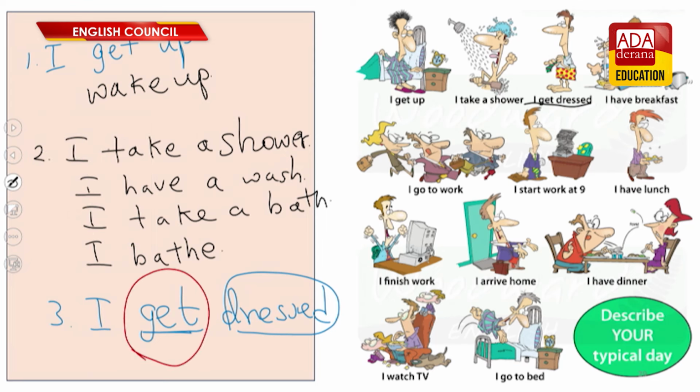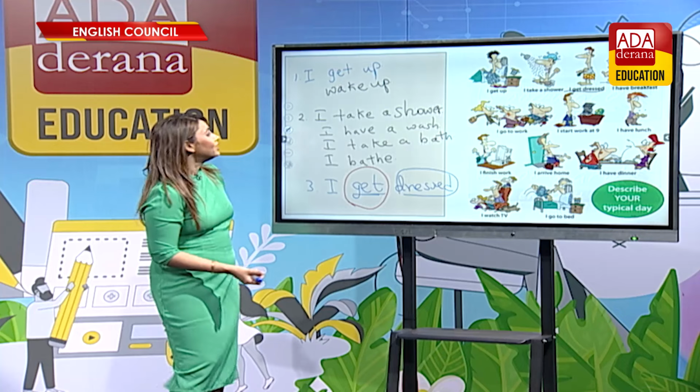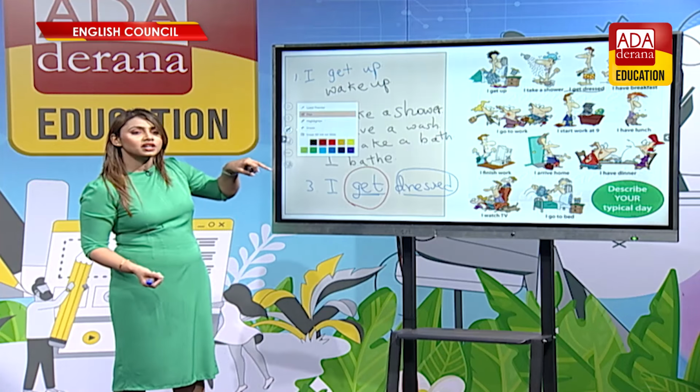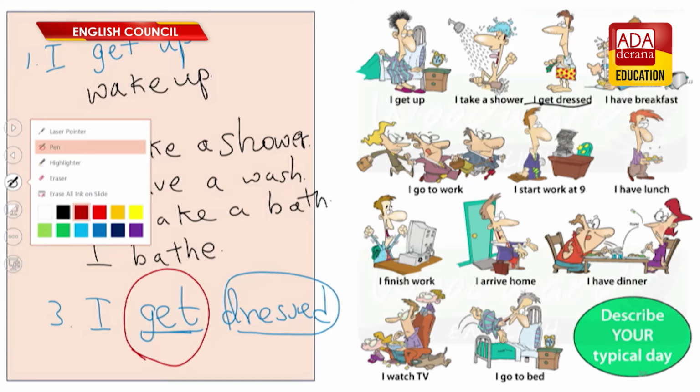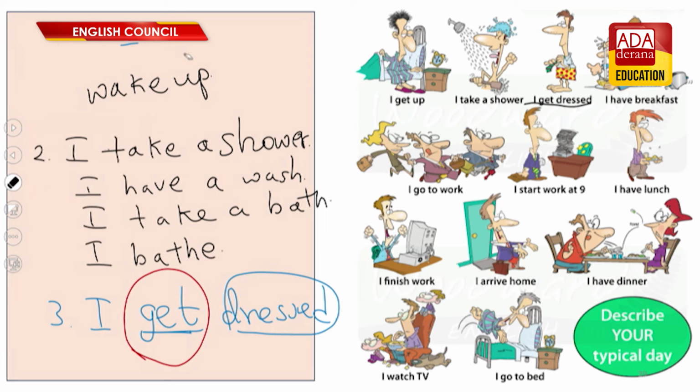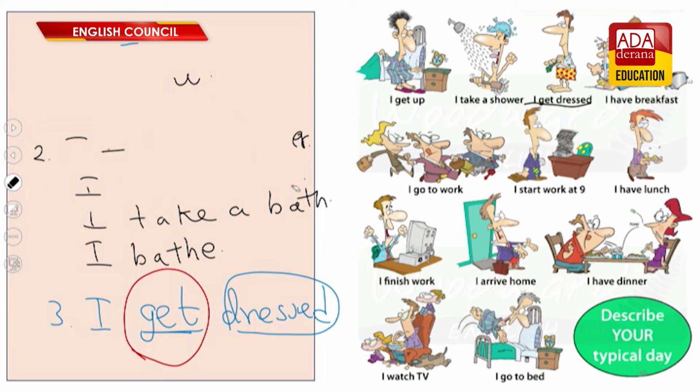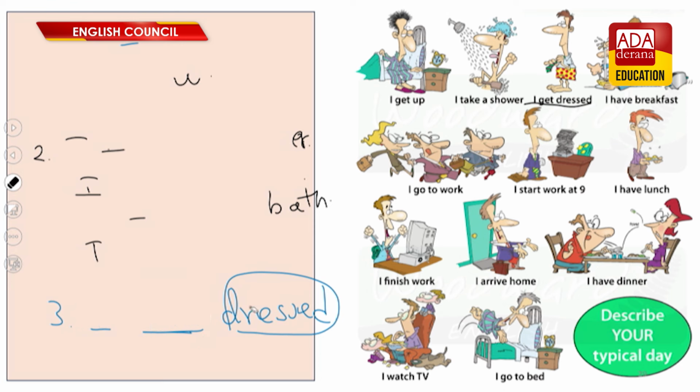So I get dressed. I get dressed. I get dressed. Right? Okay. Look at the screen. Now, what is the fourth picture? Fourth picture is what? Fourth picture is I have breakfast.